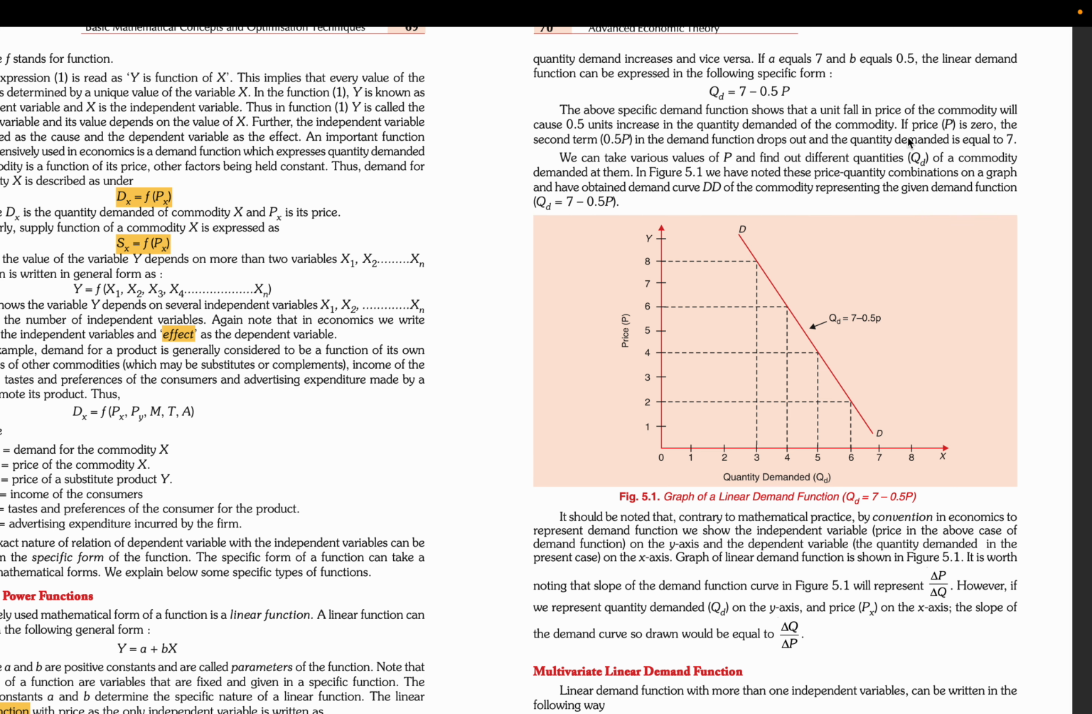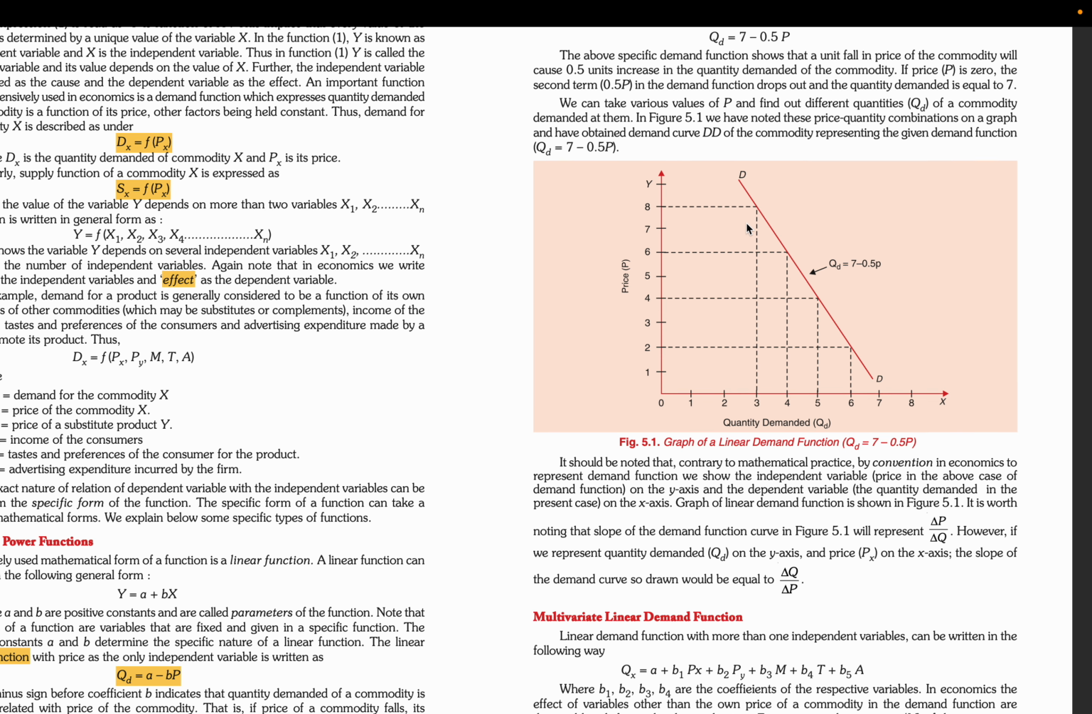If price P is 0, the second term 0.5p in the demand function drops out and the quantity demanded is equal to 7. Again, very intuitive mathematically. And economically, what you can say about this is that quantity demanded is not dependent on price of a particular commodity at all. We can take various values of P and find out different quantities, which is QD of a commodity demanded at them, the figure 5.1.